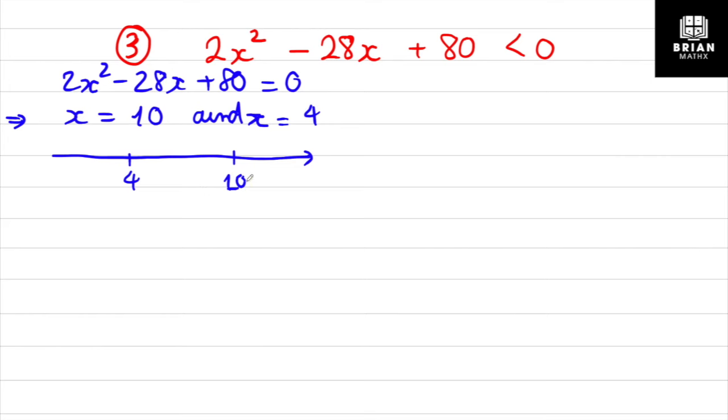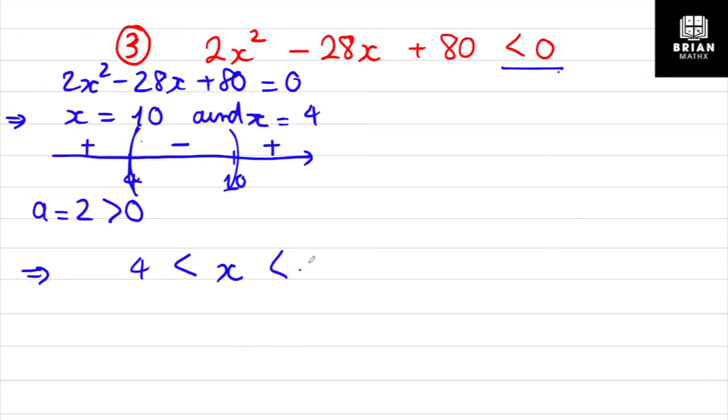4 is on the left hand side, 10 is on the right hand side. The value of a is 2, greater than 0, positive. So the two outside parts will be positive and the middle part will be negative. The question asks about the negative part, so I care about the middle part. The middle part is on the right hand side of 4 and the left hand side of 10. So the final answer for this question is x greater than 4 and less than 10. No equal sign in here anymore. So this is my final answer.